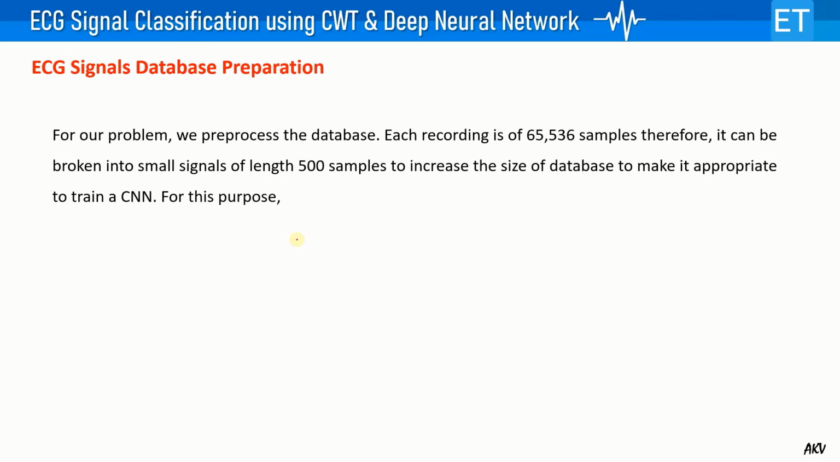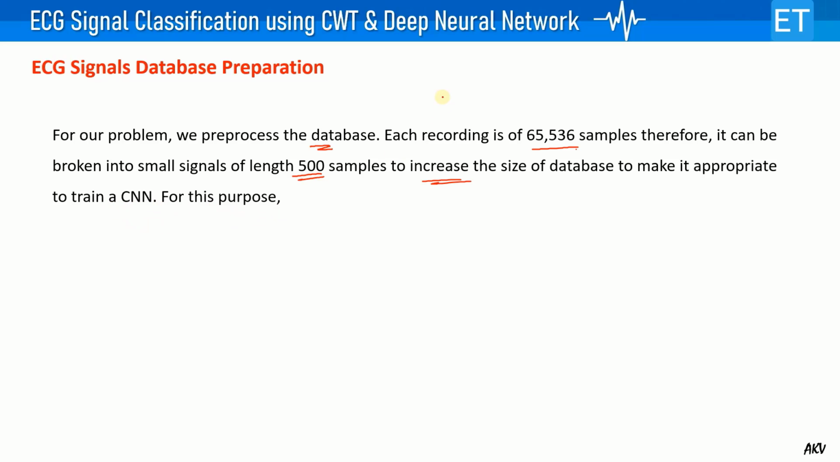For our problem, actually, we will pre-process this database. Each recording is of 65,536 samples, which is a huge size signal. Therefore, it can be broken into small pieces of length 500 samples each. So in this way, we will be able to increase the size of the database. So that will make it appropriate to train a CNN.